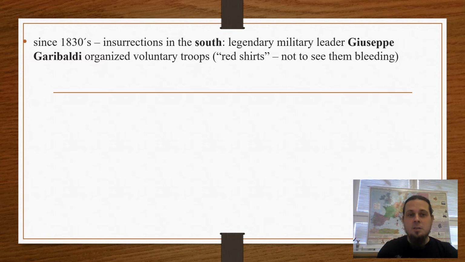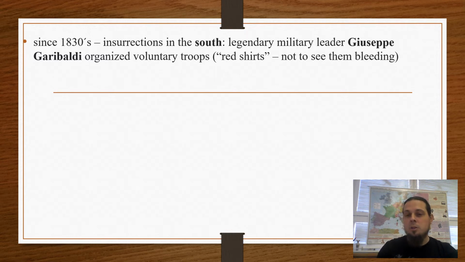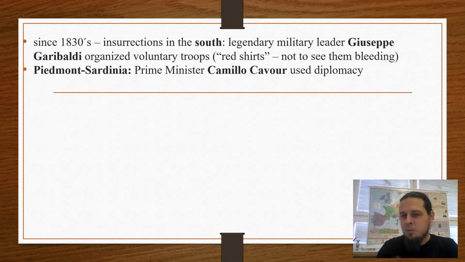Since the 1830s, they started insurrection in the south, not led by mafia leaders, but by another great military leader called Giuseppe Garibaldi. Probably the most famous Italian 19th century character, he started to organize voluntary troops willing to fight not only against the king and the Spaniards and French to liberate the Sicilian and Naples kingdom, but also against Austrians in the north. They started to wear red shirts so people couldn't see them bleeding, and so these became the red shirts.